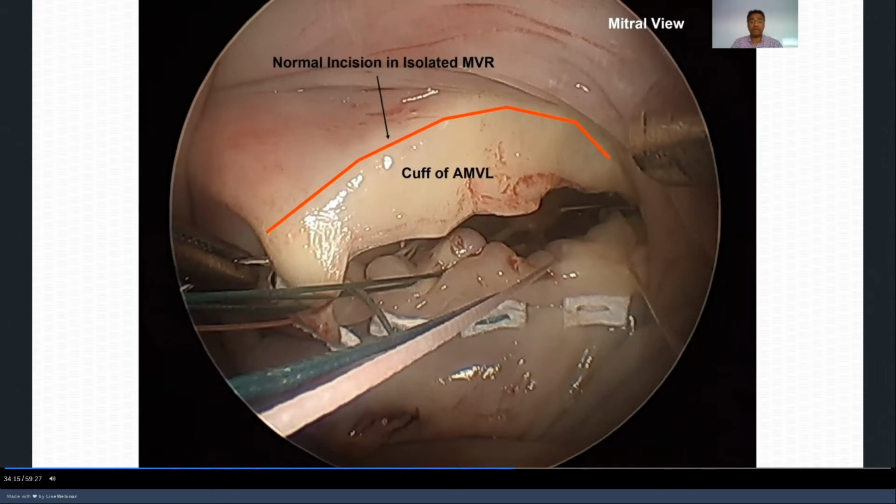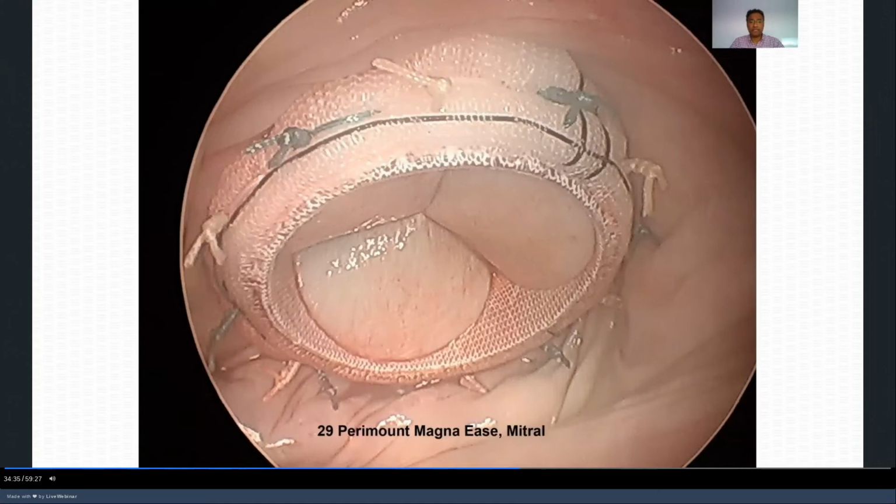And because the patient had a restricted leaflet, and he was age 82, I proceeded to replace the mitral valve. But in here, you can see I left an extra cuff of tissue on the anterior mitral valve leaflet. And the idea was to try and increase the depth of the aortomitral curtain, as you'll see later. A size 29 Perimount Magna Ease was implanted.